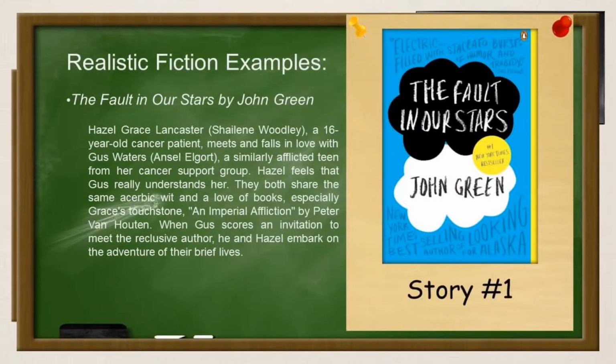The Fault in Our Stars, written by John Green. Synopsis. Hazel Grace Lancaster, a 16-year-old cancer patient, meets and falls in love with Gus Waters, a similarly afflicted teen from her cancer support group. Hazel feels that Gus really understands her. They both share the same acerbic wit and love of books, especially Hazel's touchstone, An Imperial Affliction by Peter Van Houten. When Gus scores an invitation to meet the reclusive author, he and Hazel embark on the adventure of their brief lives. This is based on the movie The Fault in Our Stars.